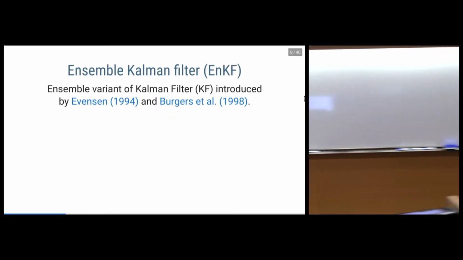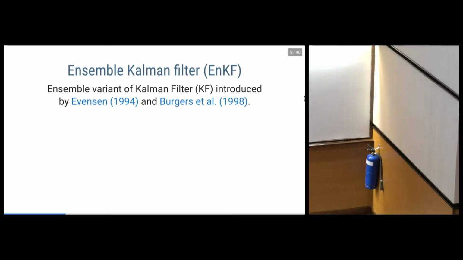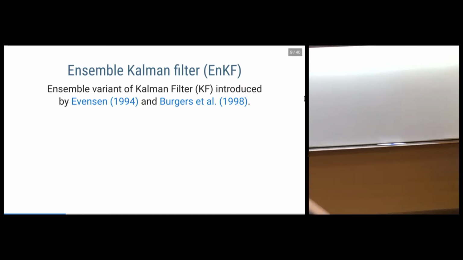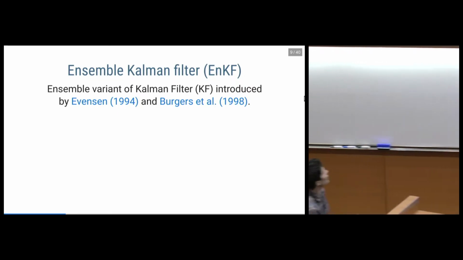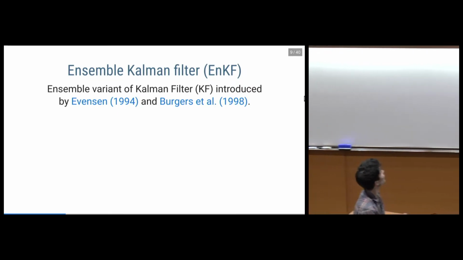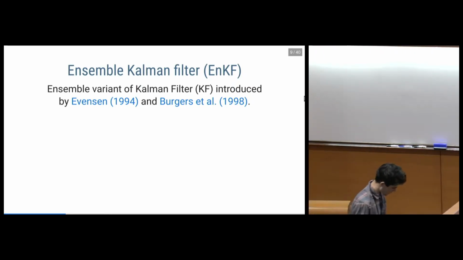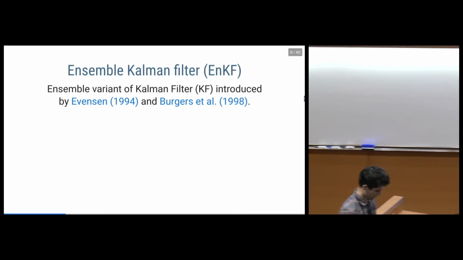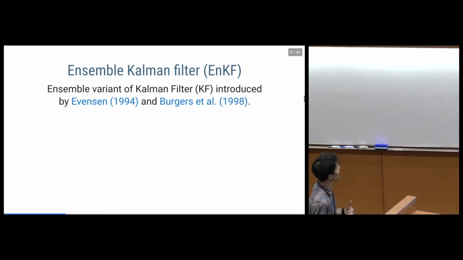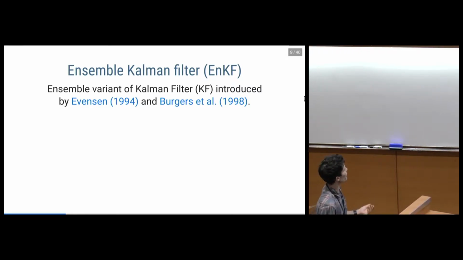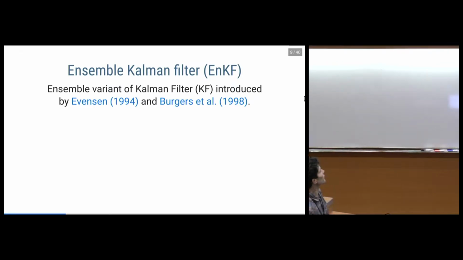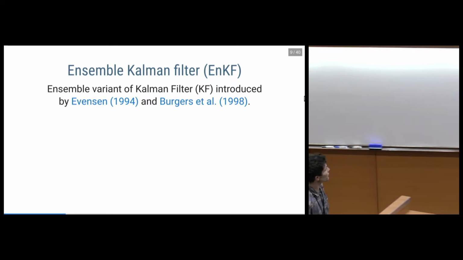So the first algorithm I'm going to talk about is this ensemble Kalman filter. This is a Monte Carlo or ensemble variant of the Kalman filter, introduced originally by Evensen, with some later corrections by Burgers et al. The Kalman filter is an efficient implementation of the exact inference steps we perform for a linear Gaussian model.